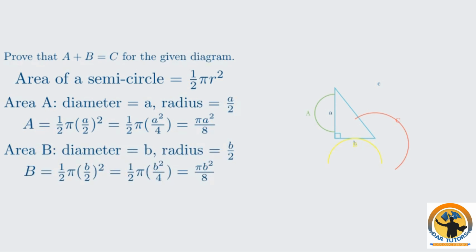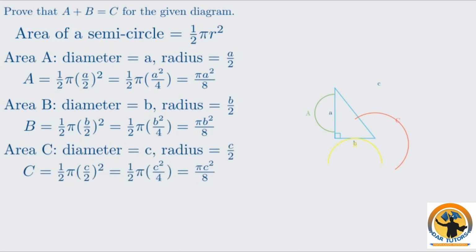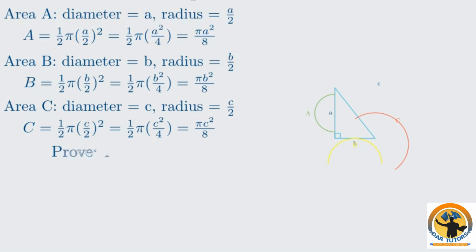And for semicircle C, the diameter is c, so the radius is c over 2. Its area is pi c squared over 8. The area C is pi c squared over 8. Now we need to prove that A plus B equals C. Let's substitute our expressions. We need to show that pi a squared over 8 plus pi b squared over 8 equals pi c squared over 8.